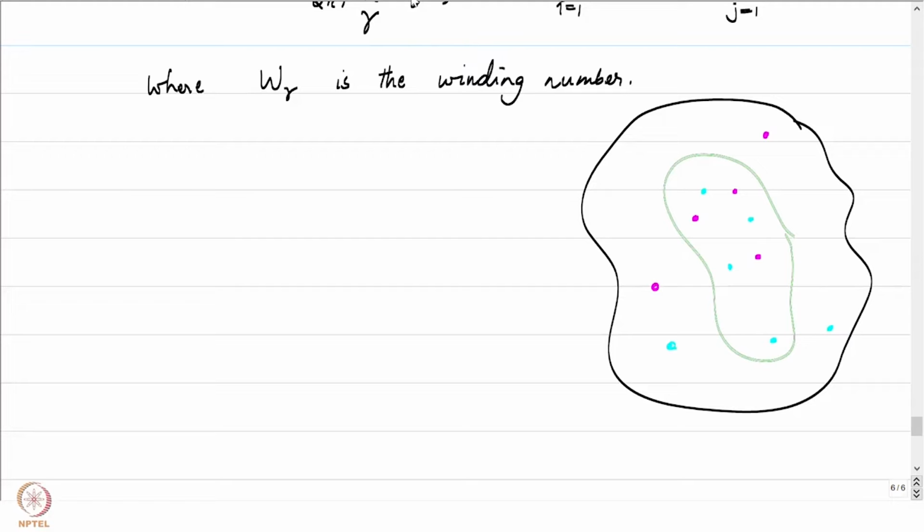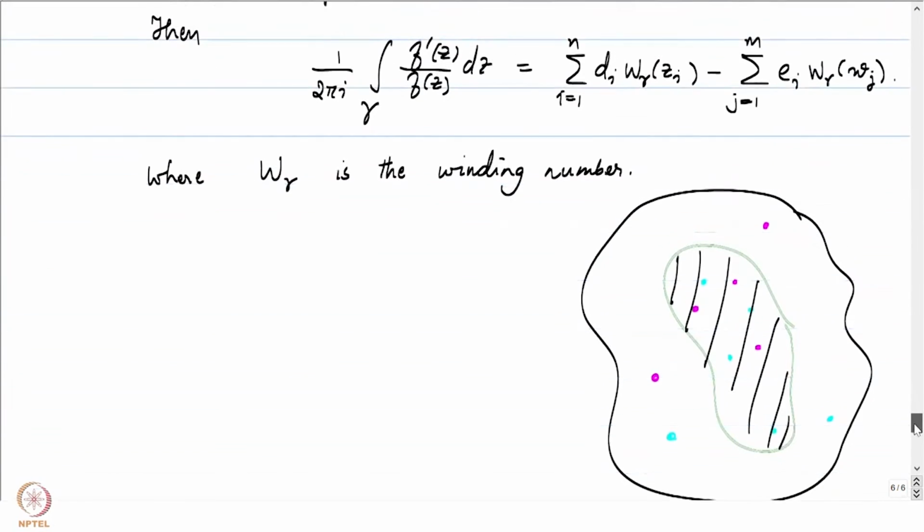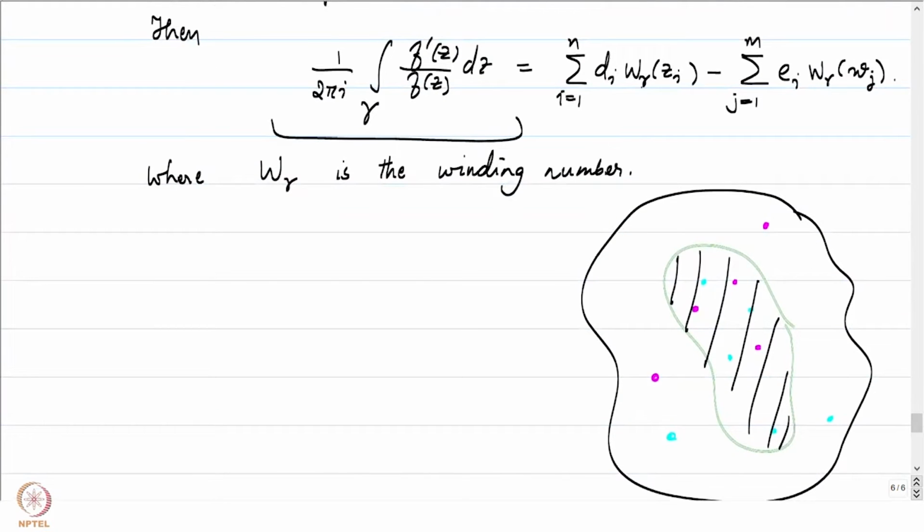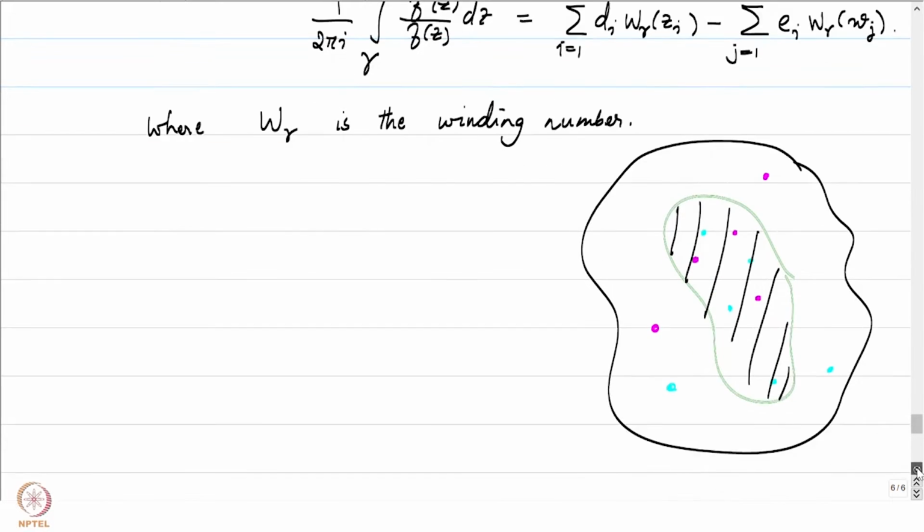Then our theorem tells us that only in this region will the winding number be non-zero. Outside this region the winding number is going to be 0, so the contribution there does not come up. So in this region, whatever be the number of zeros and poles with the multiplicity can be captured by this integral. So, d_i times the number of times it winds. In this case the winding number is 1. So, summation d_i minus summation e_i is going to be this integral. That is what the argument principle tells us.